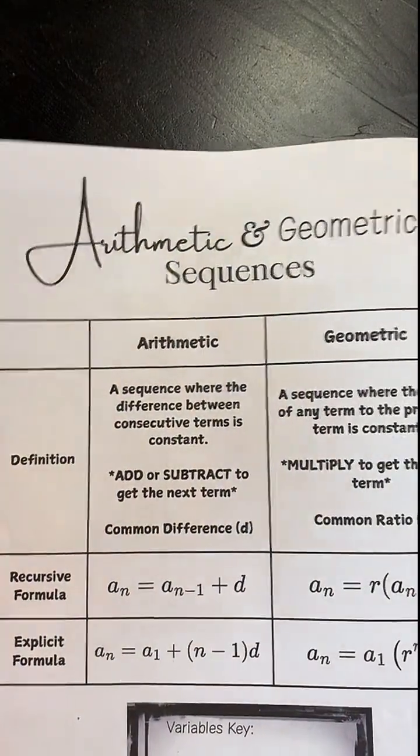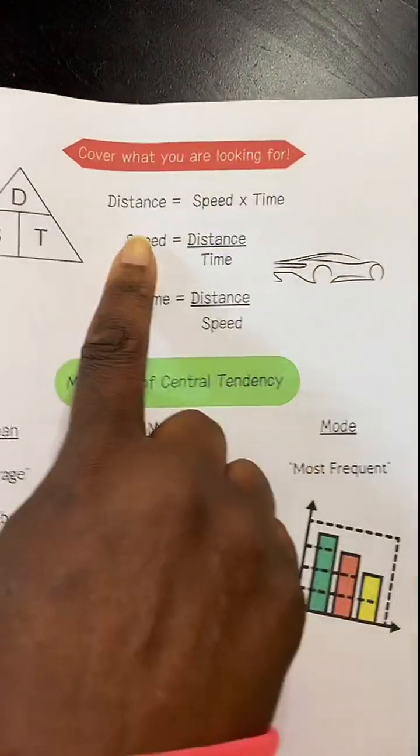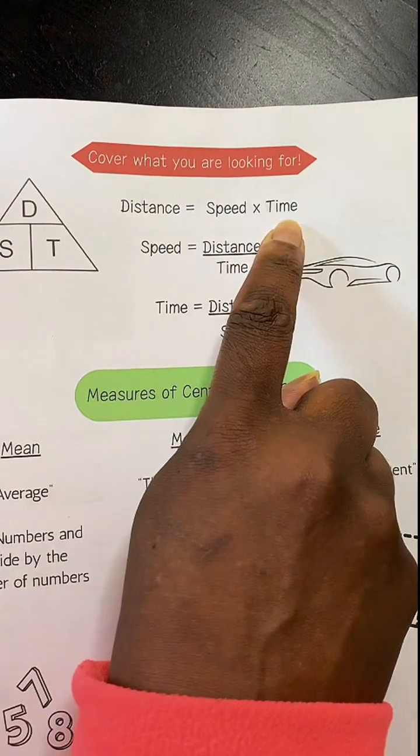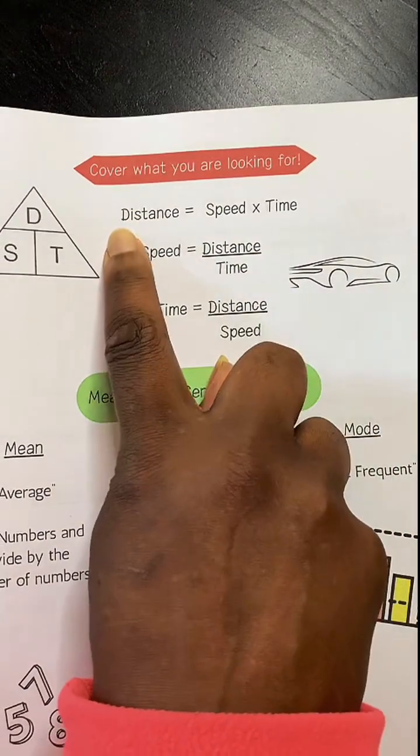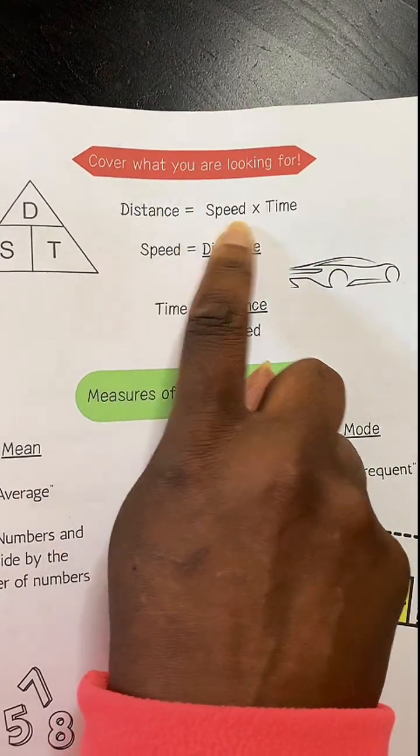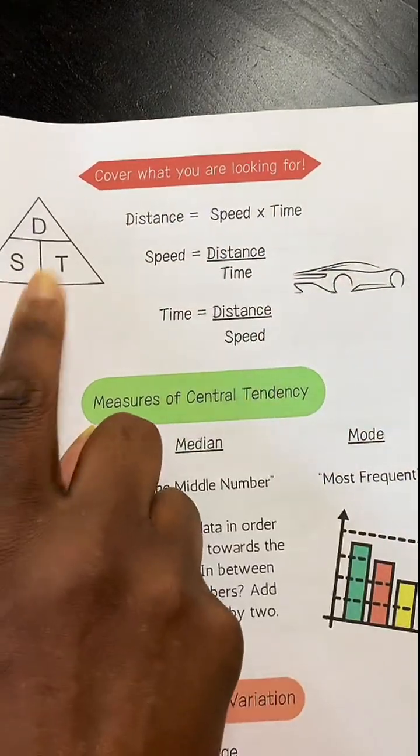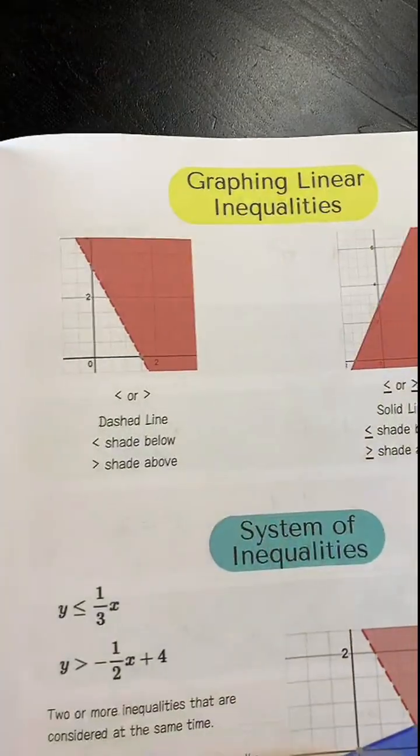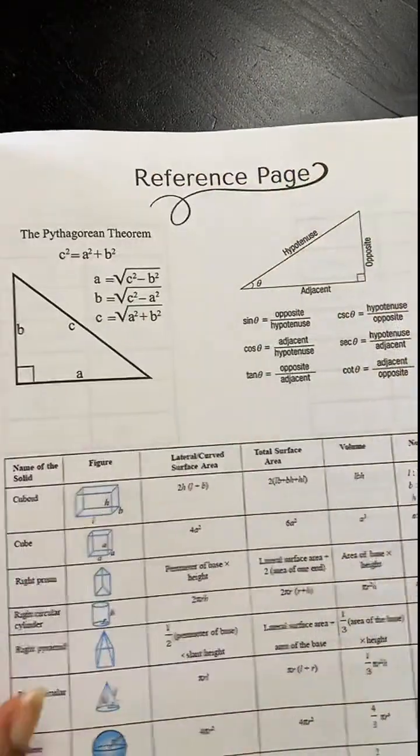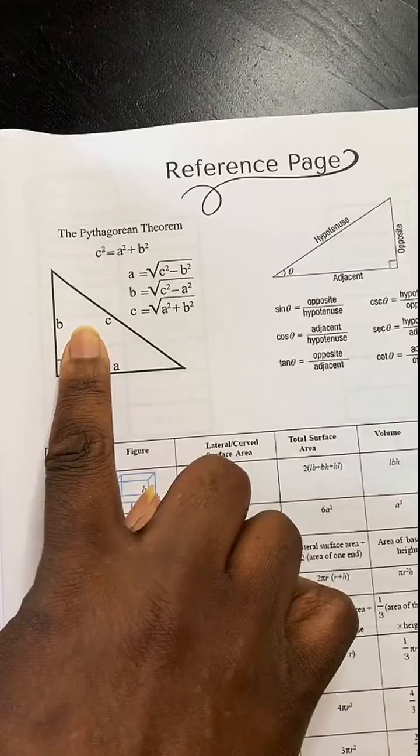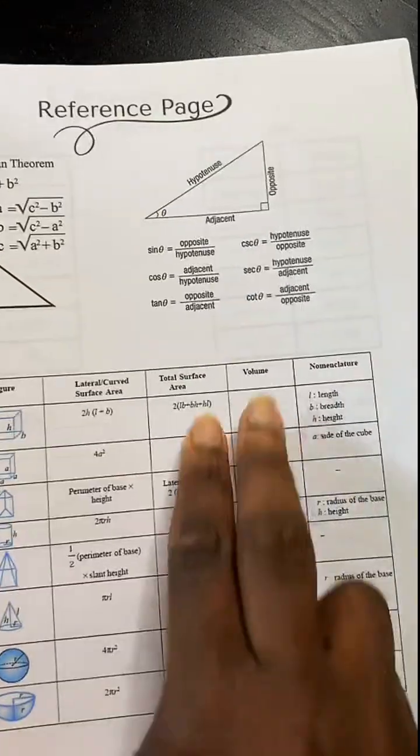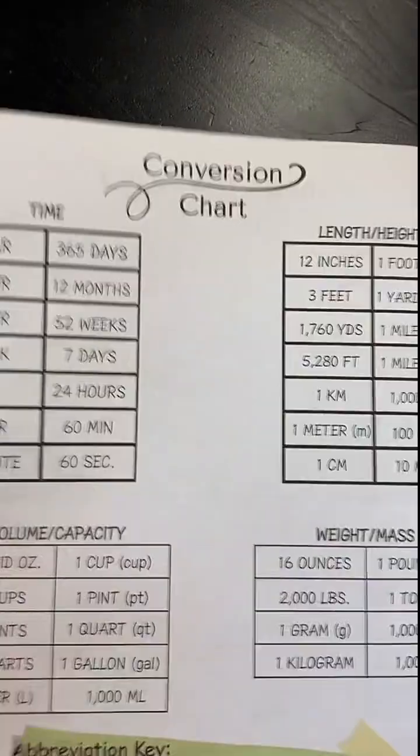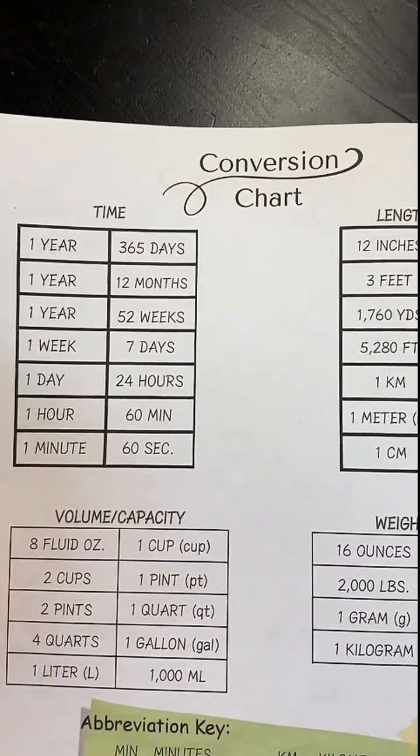Arithmetic and geometric sequences. And you guys are going to see a lot, especially on the ASVAB, GED, and ACCUPLACER, of distance, speed, and time formulas. So you're going to need to memorize this bad boy. It will help you so much. Graphing inequalities, Pythagorean theorem, we just did that. A little bit of trig, volume and surface area, as well as, like I said before, the conversion chart.